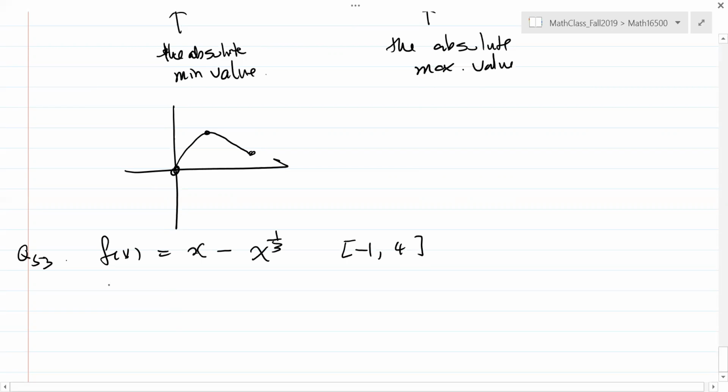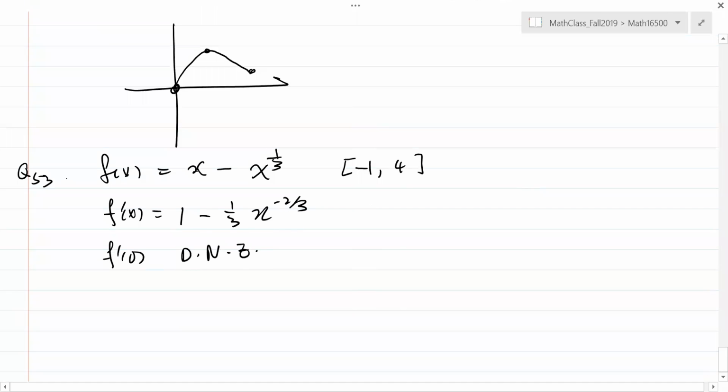Okay. Well, you just find the derivative first. Pretend it's defined, they're differentiable everywhere. So it's 1 minus 1/3 x to the -2/3. Then you look at this function, this is not defined at 0. When x equals 0, 0 to the -2/3 is not defined. So that means f prime of 0 does not exist. That's okay. The function still continues, and the derivative does not exist when x equals 0.